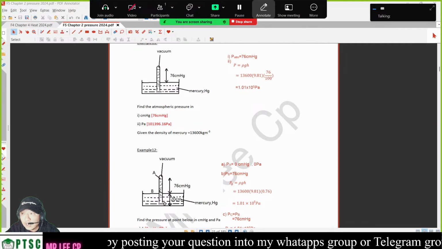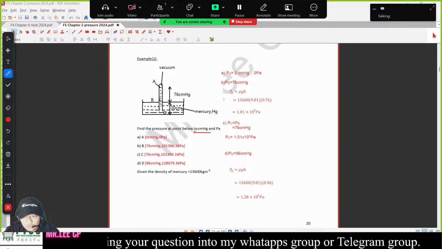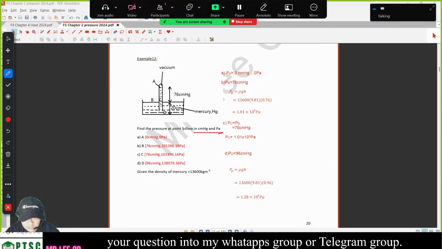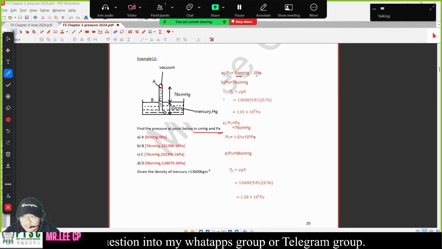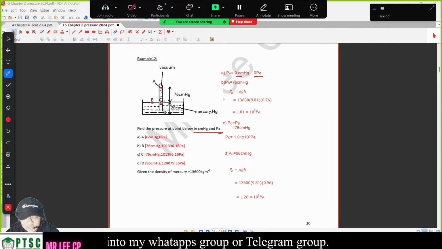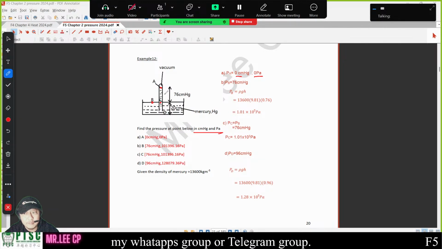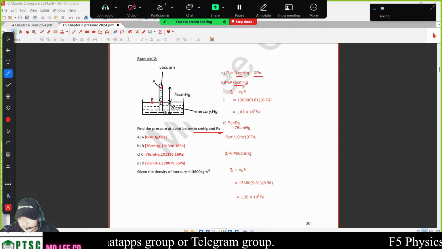So I take another example with fast. For example here, now find the pressure at point A, B, C, D. Pressure at here, 0 Pascal. Pressure at B and C, it is the same, right? It is atmospheric pressure. This one 0, go down 76, so it is 76.